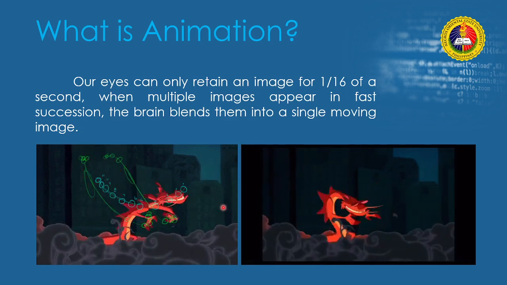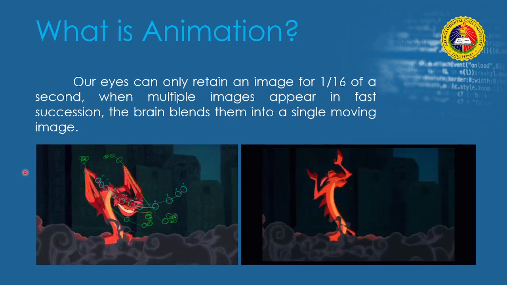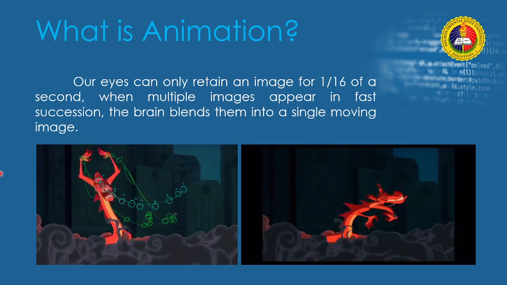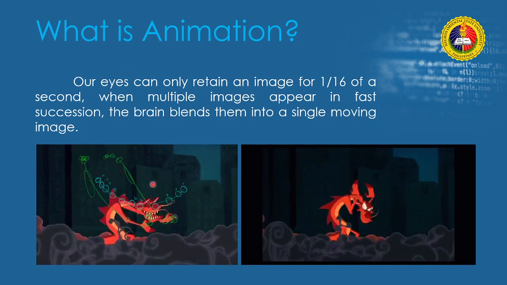That means we can only retain 16 frames per second. So when multiple images appear in fast succession, the brain blends them into a single moving image. Let's try to compare the images that we have here on the left and the right side.